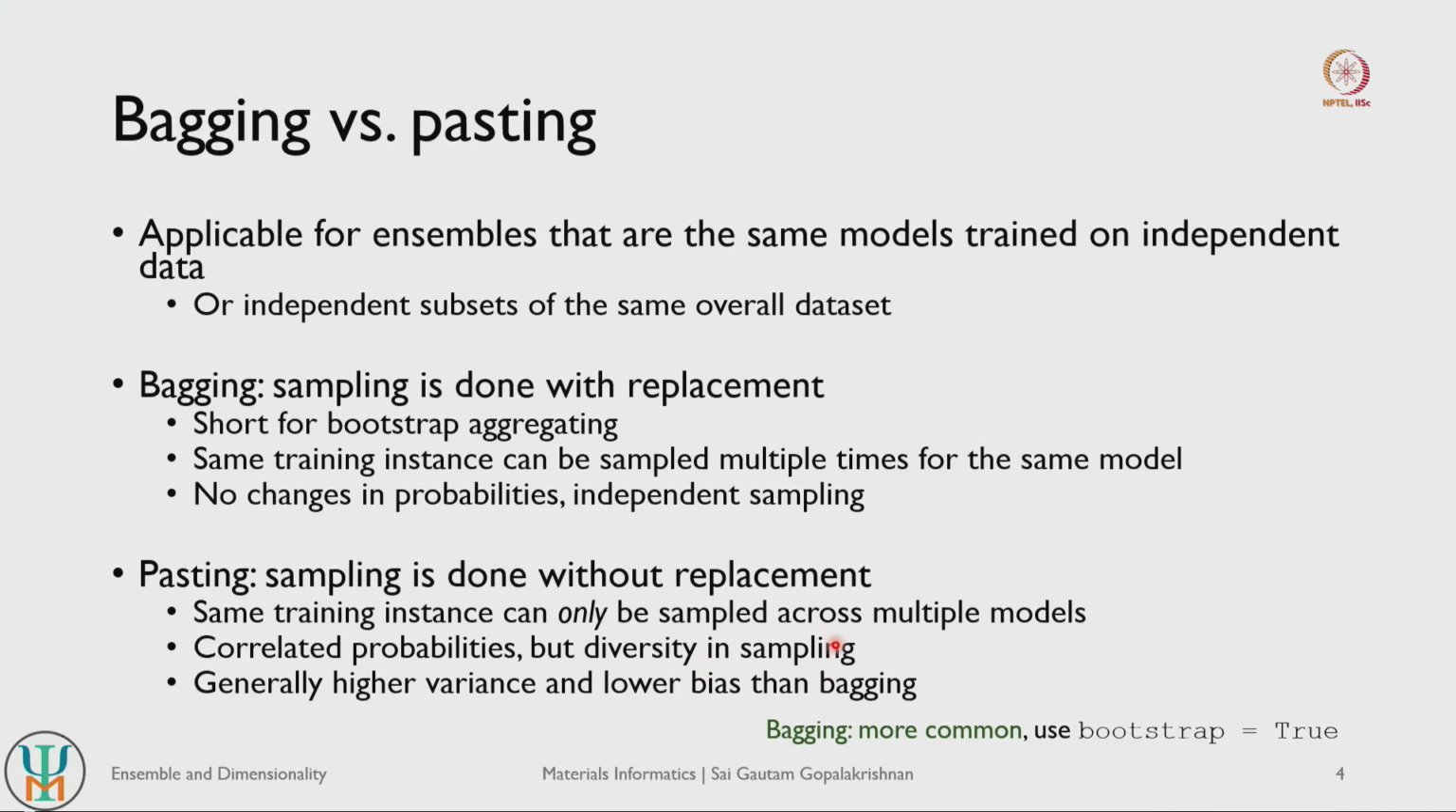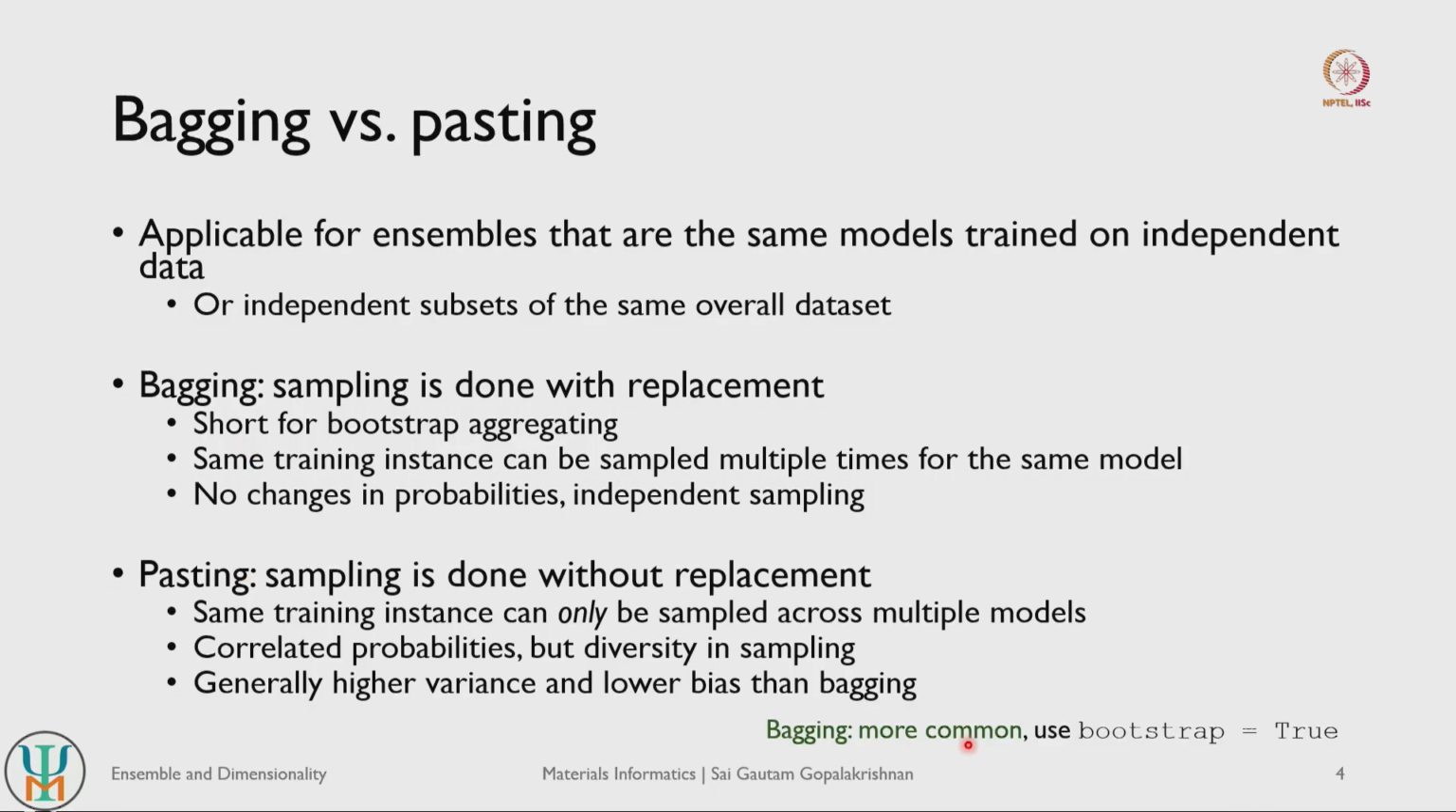But the nice thing about pasting is that every model will always get significant diversity in how it samples the data. In other words, since the same data point cannot be sampled multiple times in a given model, each model is fairly diverse by itself, right. One thing to keep in mind is that generally when you use pasting as a strategy, it creates higher variance. So the tendency for overfitting becomes higher compared to bagging. So bagging is a better way to regularize your model compared to pasting, right.